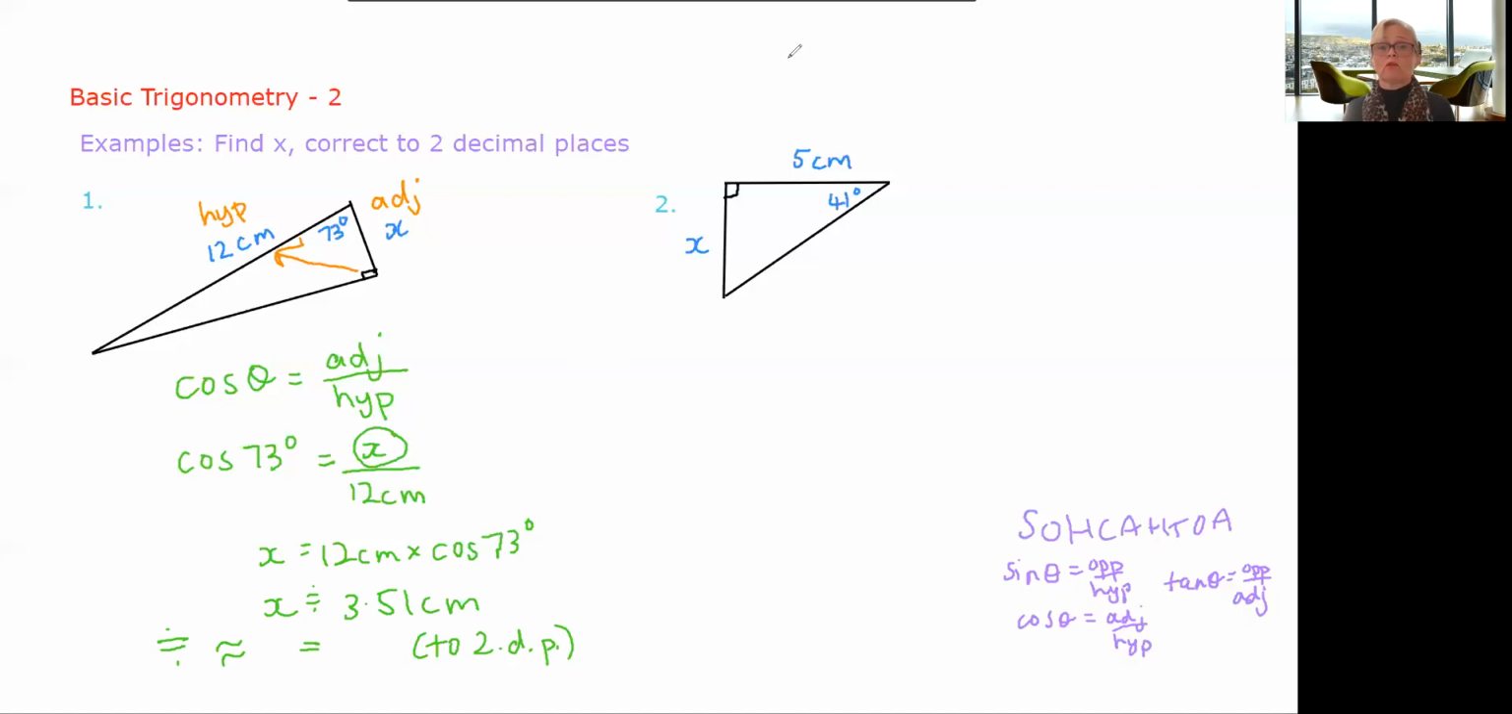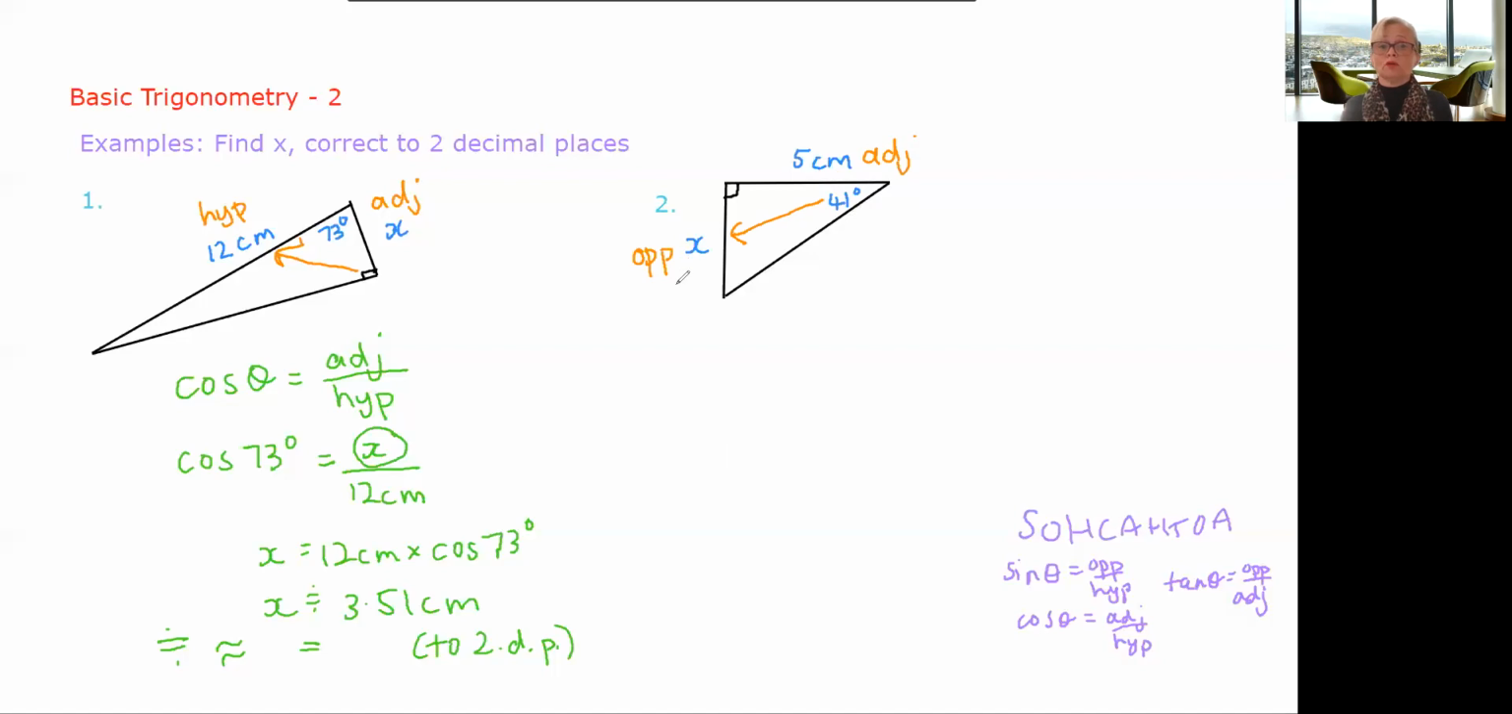Again, step 1 is we're going to label any sides that are relevant to this question. In this particular case, we couldn't care less about the hypotenuse, so we're not going to label it. According to this angle, x is the opposite side. And the 5 centimetres is next to it, so it's the adjacent side. The angle is always between your adjacent and your hypotenuse.